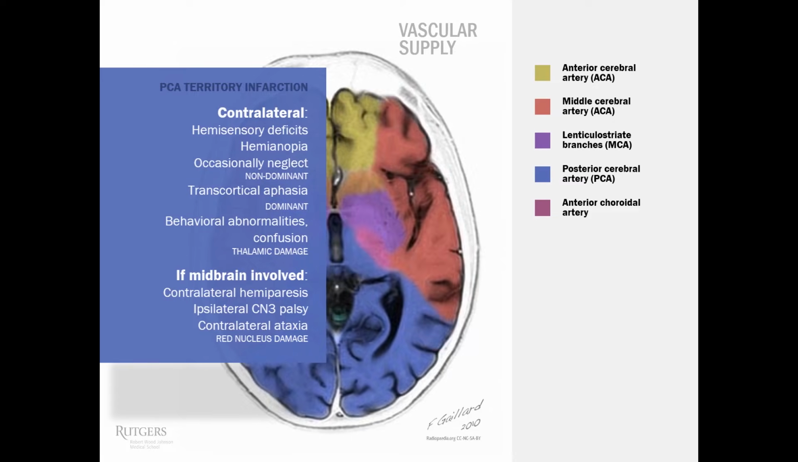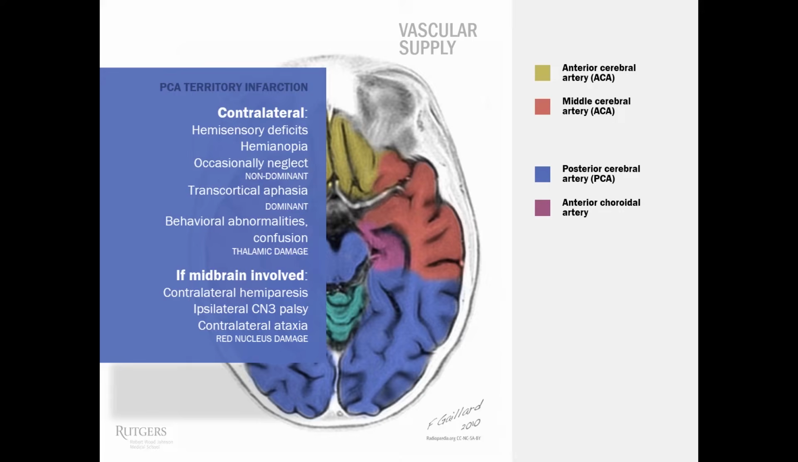Now, as we go lower, if the midbrain is involved, and midbrain here is pictured in blue, it looks like a head of a Mickey Mouse, you can get contralateral hemiparesis from crus cerebri involvement, ipsilateral third nerve palsy, and contralateral ataxia from red nucleus damage.